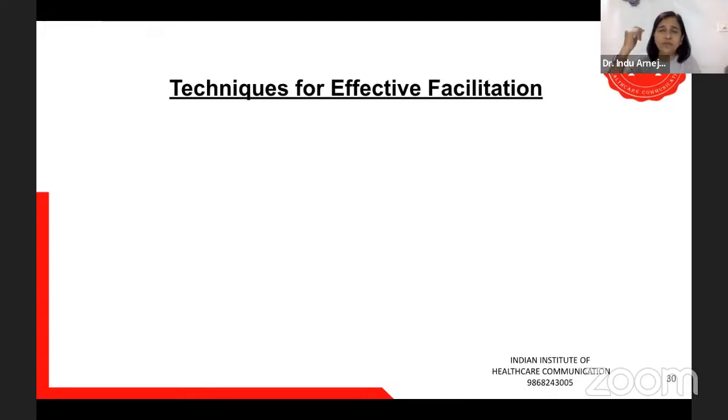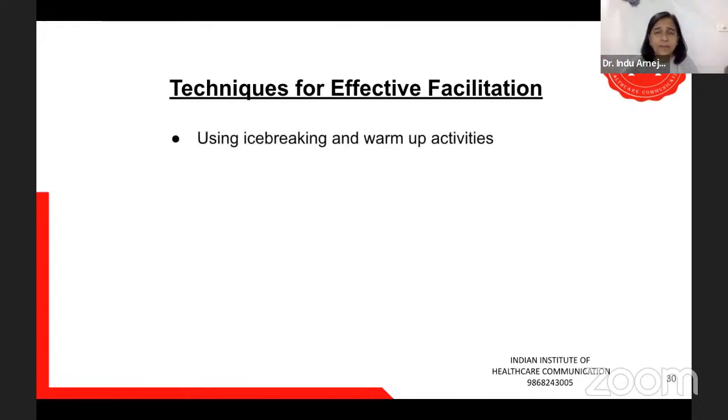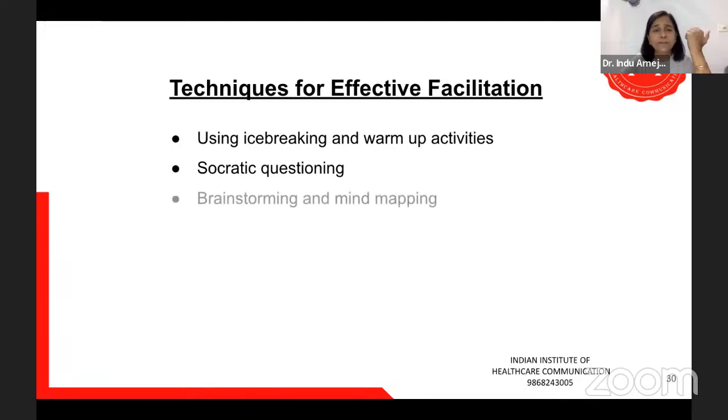Now coming to some of the techniques that will help us in facilitating our program effectively. Make sure that you use some ice breaking and warm up activities. This is something that we really have to be very creative in finding. And you have to start your session in a very impactful manner. It could be an ice breaking activity or something where you are able to take their attention. As I said, asking open-ended questions, asking Socratic questioning helps engage them, think creatively, think critically, reflect on themselves.